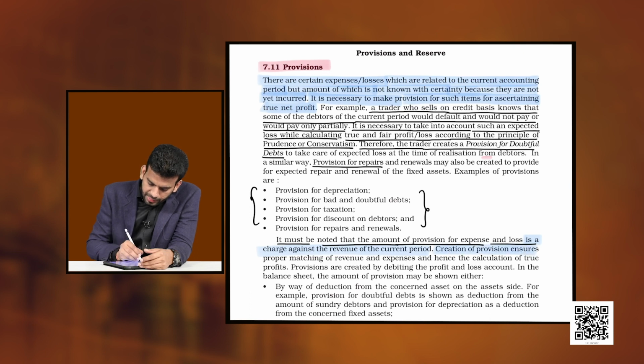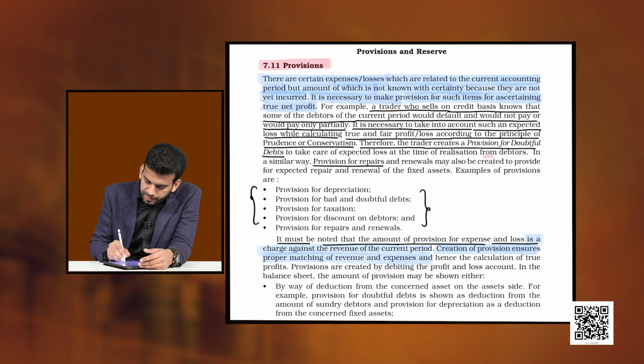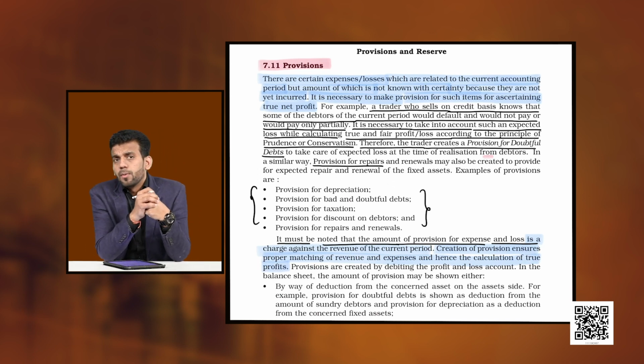Creation of provision ensures proper matching of revenue and expense, hence the calculation of true profit. That means provisions would be deducted from the revenue of the current period. Revenue of the current period means inflows of the current period. And when I talk about outflows like salary, rent, I am going to consider provision as an outflow only, like other expenses. To get the true profits, I am going to deduct rent, salary and provisions. And this is how we get true profits.